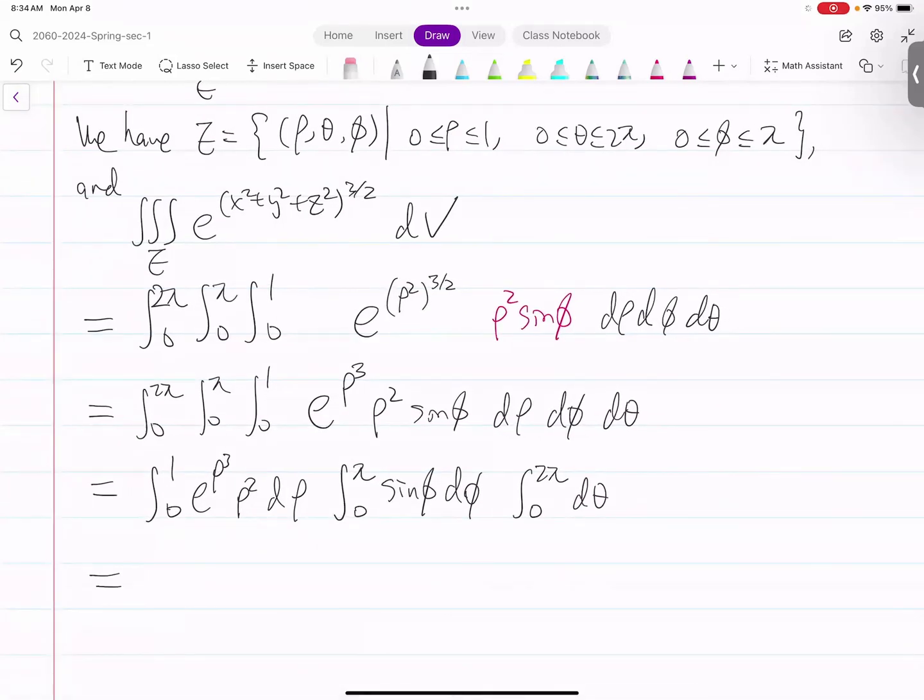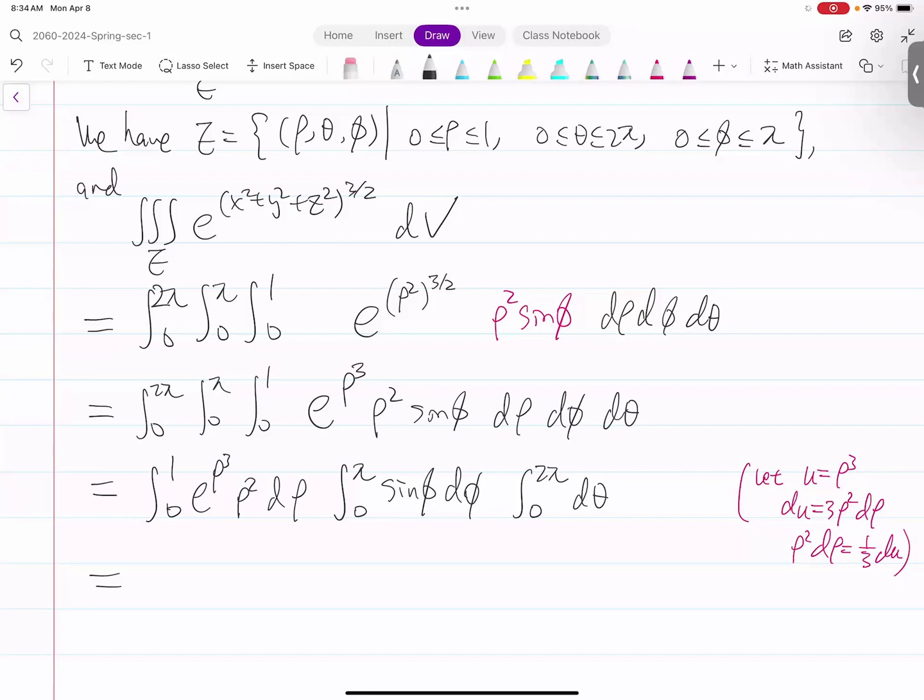And then here, if you want to do the u substitution for the first integral, it's fine. So you just let u be rho cubed. So du is 3 rho squared d rho, and then you know that rho squared d rho is just 1/3 du, and you just do the u substitution for that. So you see this will become the integral of e to the u, 1/3 du, right?